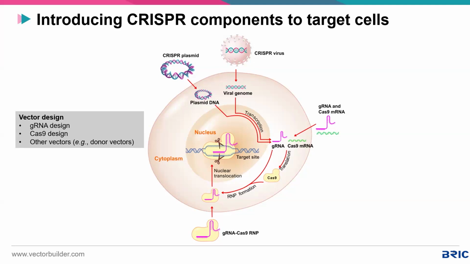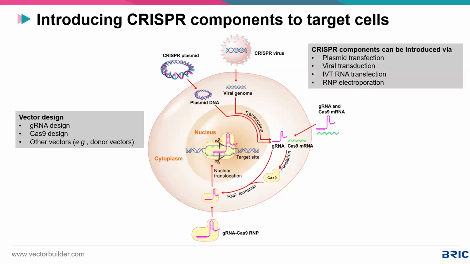And once you have designed your vector, the next step is getting these vectors, these components, into the cell. And these CRISPR components can be introduced into the cell in many different ways: plasmid transfection, viral transduction, IVT-RNA transfection, RNA electroporation. Each of these techniques we will go through in detail. Both vector design and the method of delivery that you choose for your CRISPR experiment heavily depend on your target cell, what type of cell it is, its identity, where it is located, and what your experimental goals are.